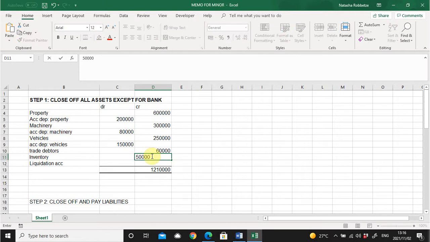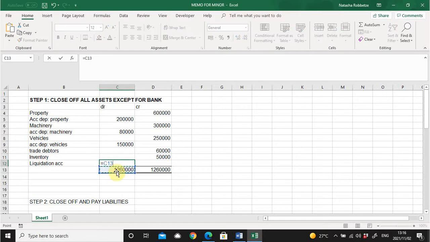You would observe that the bank is not closed off. The bank is always closed off within the last step, in step number 7. We need to make it balance the debits and the credits of step 1. And I've added up because it seems to me like the credit side was more. And so I added it up. And the balancing figure will be here on the debit side, and it's called the liquidation account.